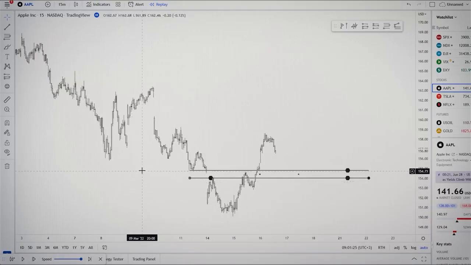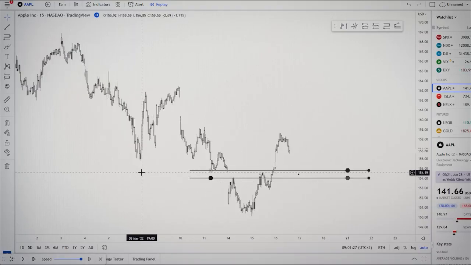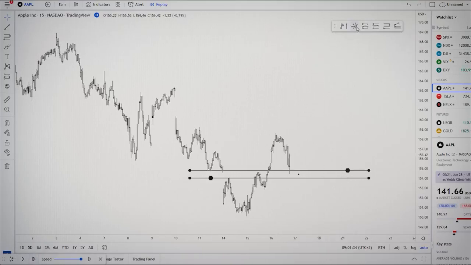Here's the neckline. We'll wait for price to break this level and then enter a long position once price retests this area. But before that, we anchor the VWAP to find the confluence zone.